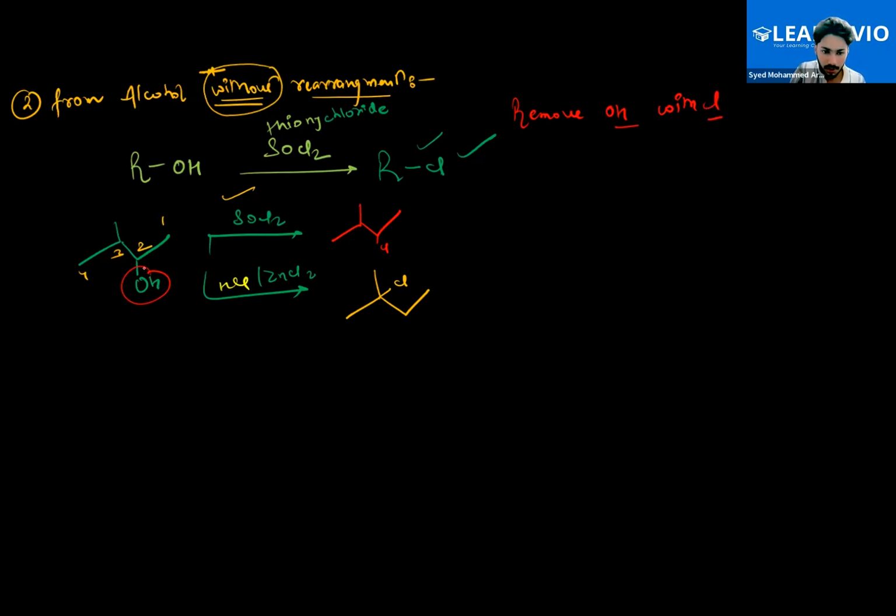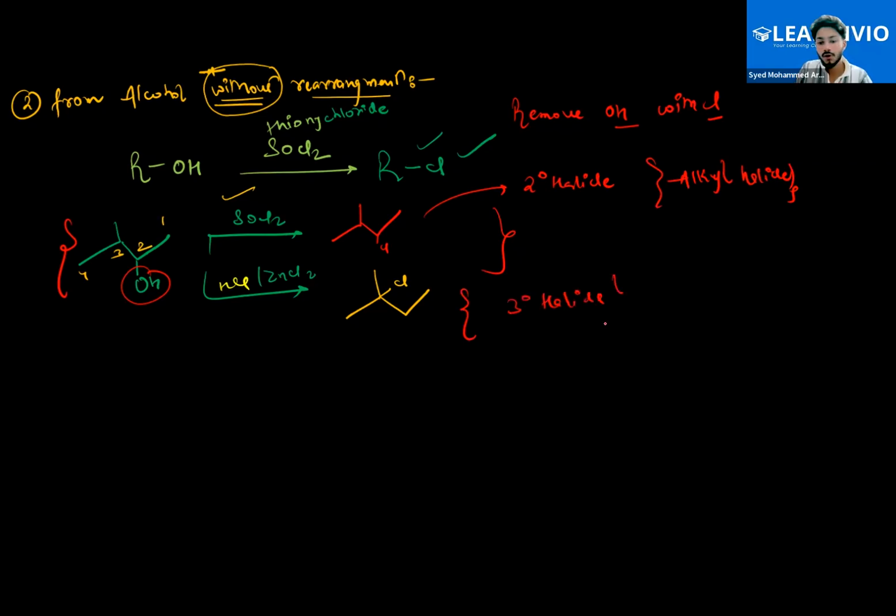Very simple. Here my OH is there. Just remove this with your Cl. So both the cases come under the properties of my alcohol, but this is also simultaneously a method of preparation of my alkyl halide. If you see here, this is my 2-degree halide, alkyl halide, or you can say haloalkane. And if you see here, this is my 3-degree alkyl halide.